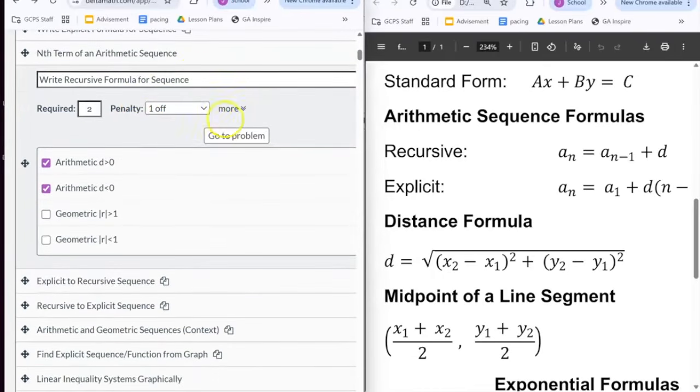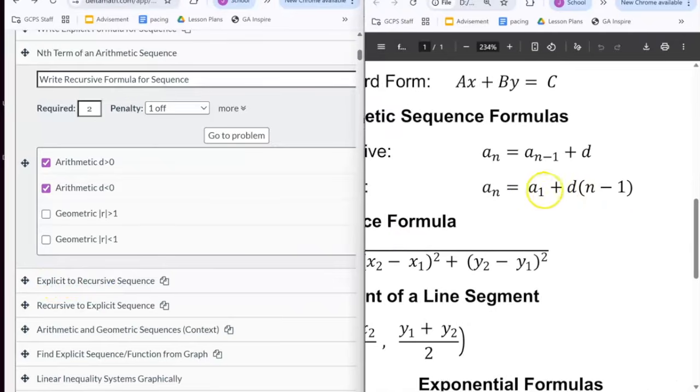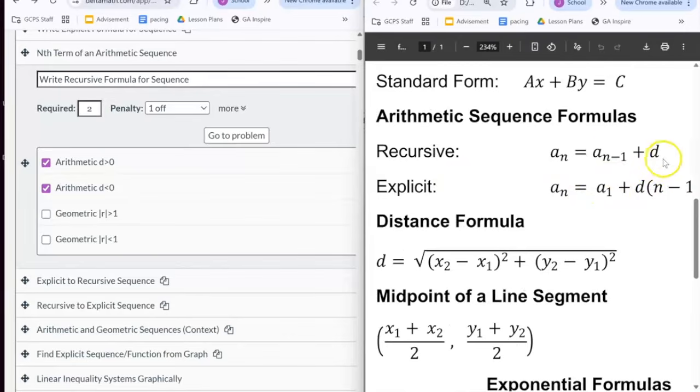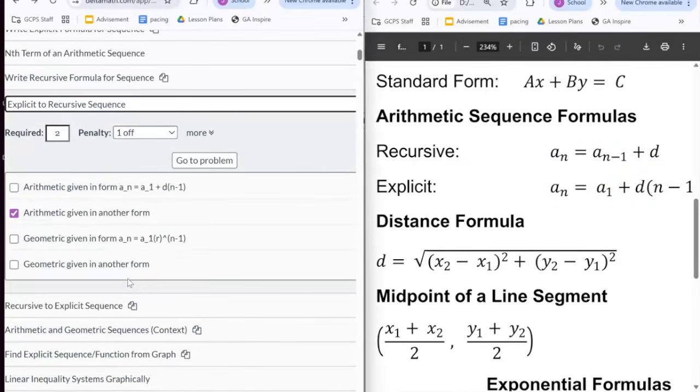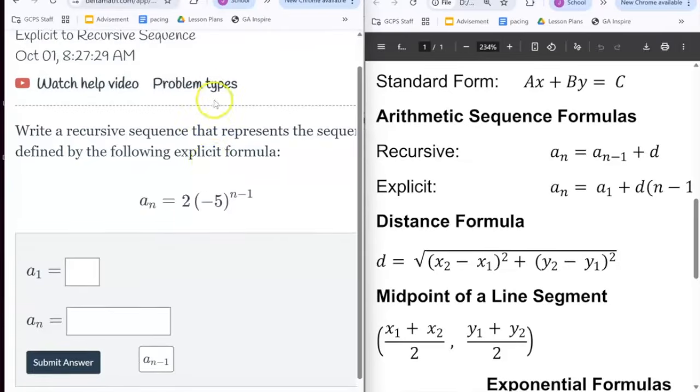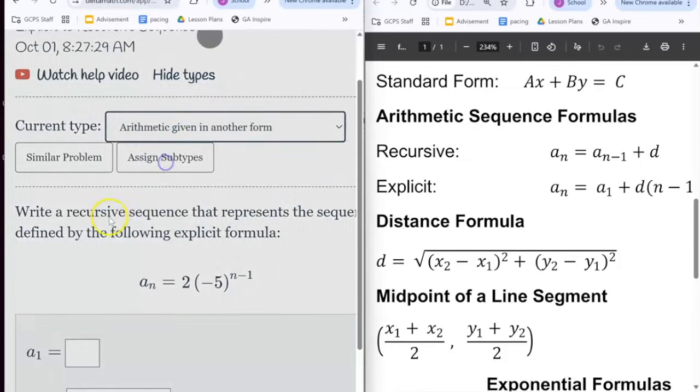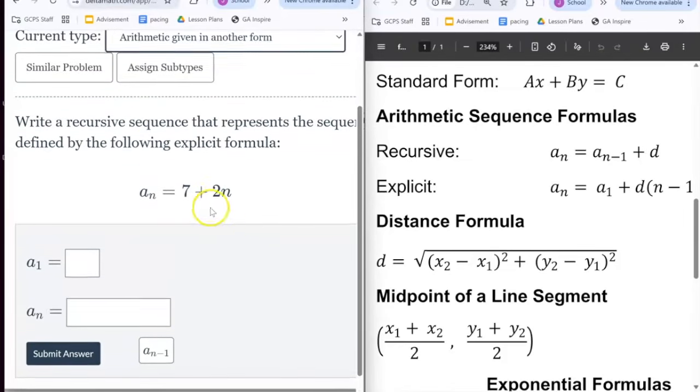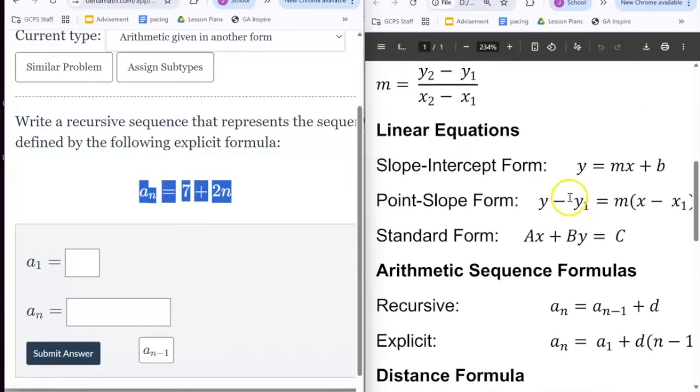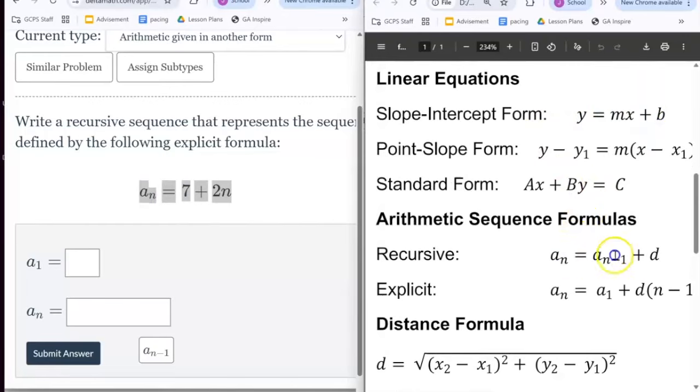All right, so now that we've done write recursive formula for a sequence, we're going to go explicit to recursive. So we're going to go from explicit, from it looking like this one, to it looking like this. So we're going to go from here to here. All right, so this one automatically looks like mx plus b. So there's really actually 3 things we're going to do. We're going to go from here to here to here, or vice versa, or in any order.